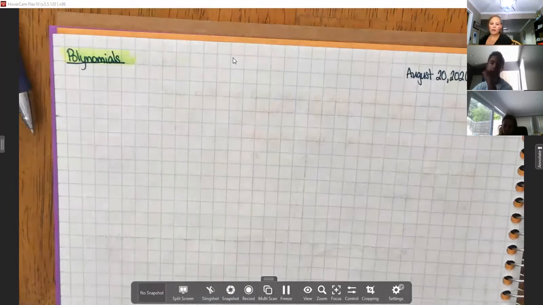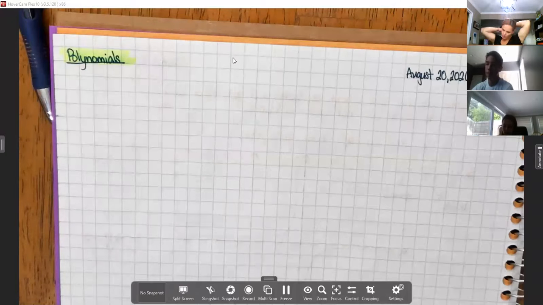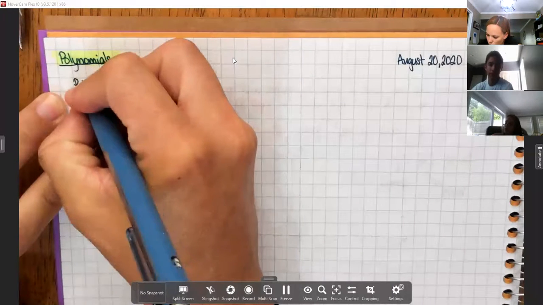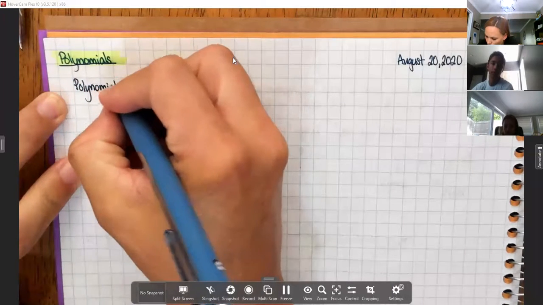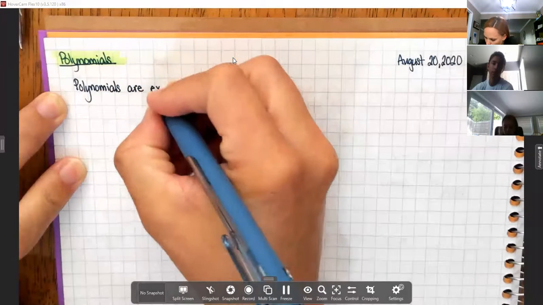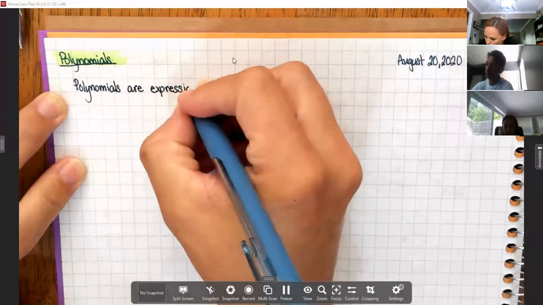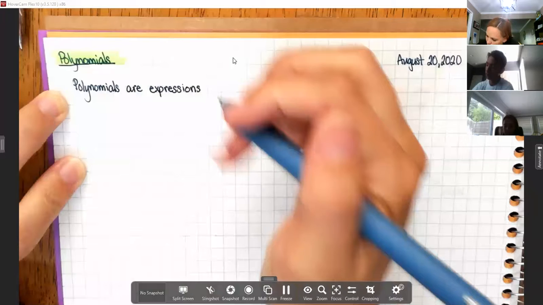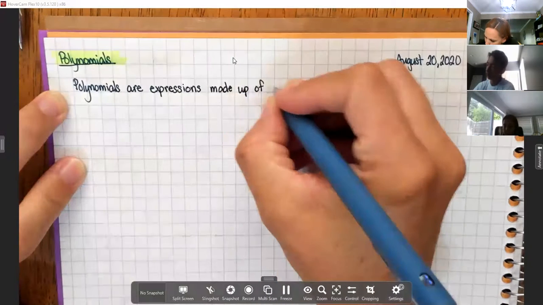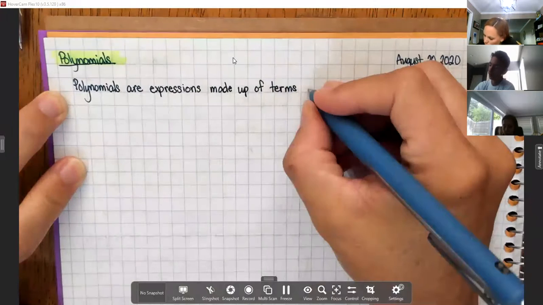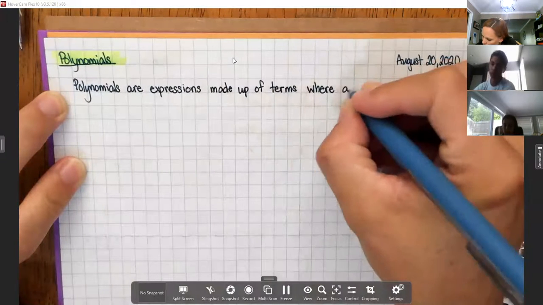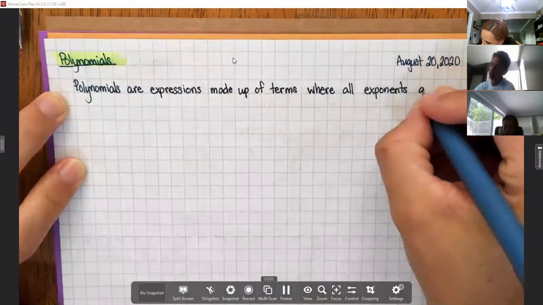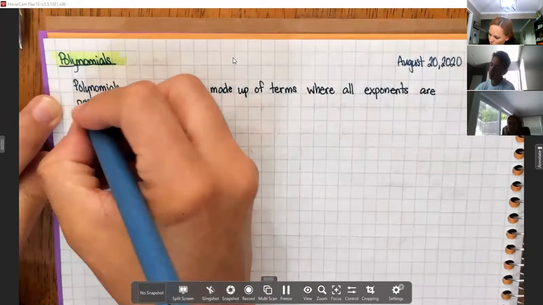Okay, so we're going to start with our notes on polynomials today. They should be fairly short, not too bad. So polynomials are expressions made up of terms where all exponents are positive whole numbers.